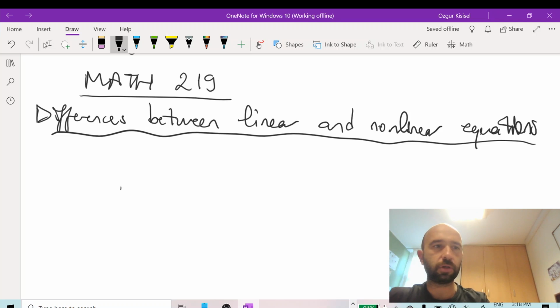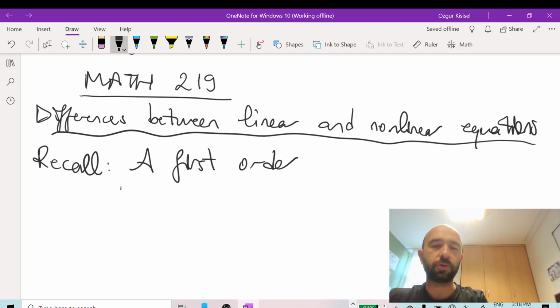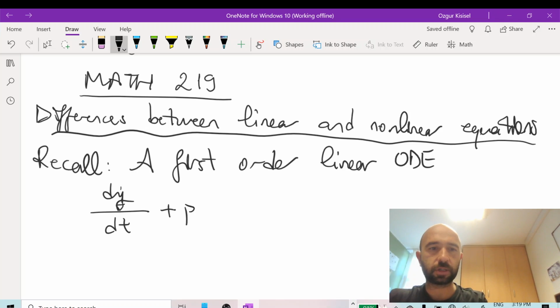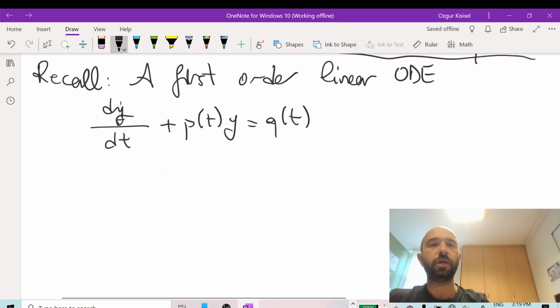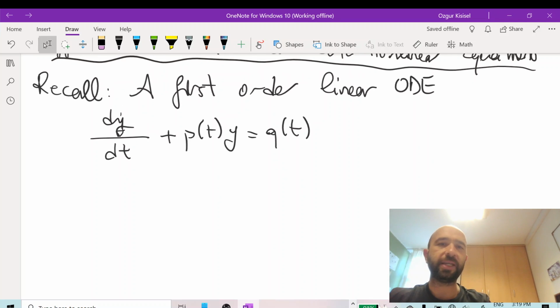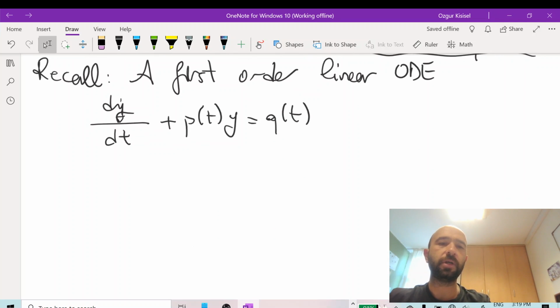So let's recall that the first order ODE is called linear if it can be written in the following specific form: dy/dt plus p(t) times y equals q(t). Here t is the independent variable, y is the dependent variable, and p and q are rather arbitrary.